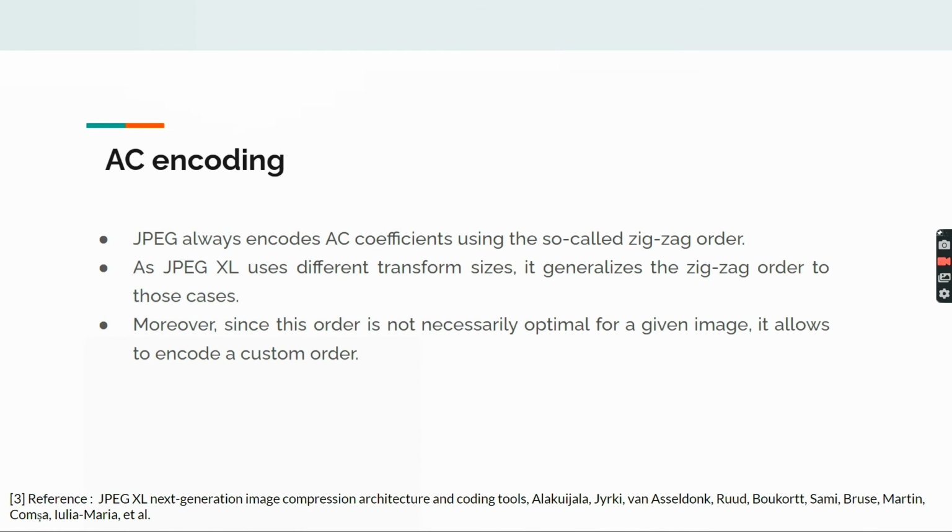AC encoding in JPEG was done in zigzag order, but in JPEG XL we use different transform sizes. So it generalizes this zigzag order for those cases. For example, for a 16 by 16 DCT size, we would have a different zigzag order compared to other DCT sizes. Further, these zigzag orders are not necessarily optimal for a given image. Zigzag may not be optimal for one image or another as the image changes. So JPEG XL allows encoding in a custom order as well, depending upon the input image.